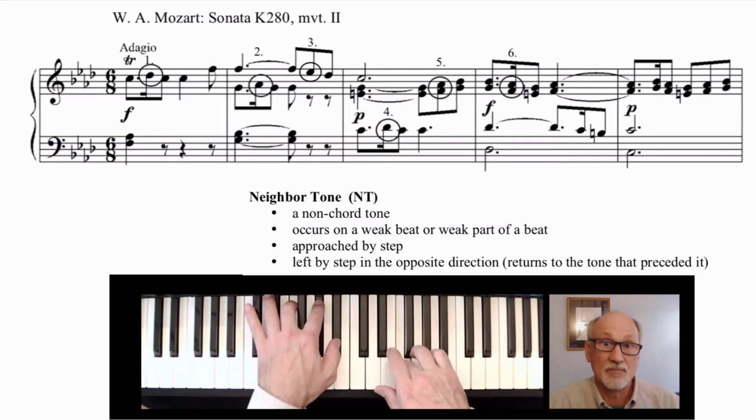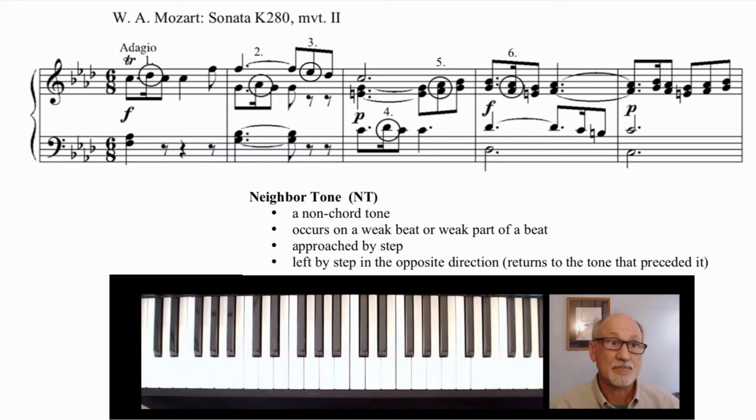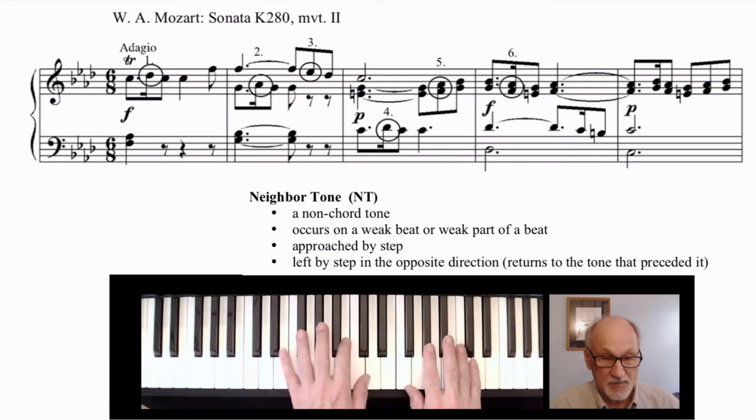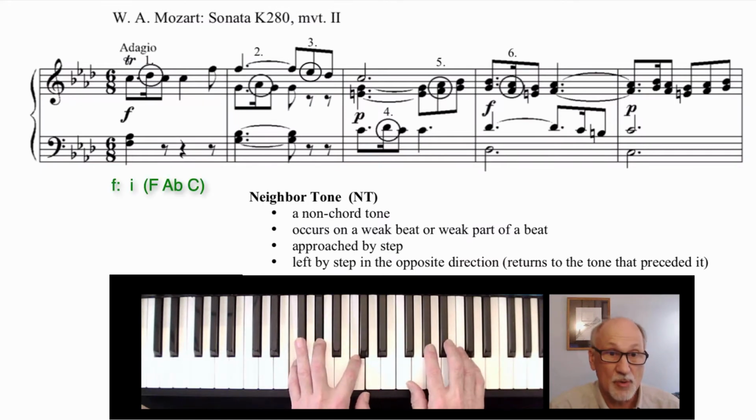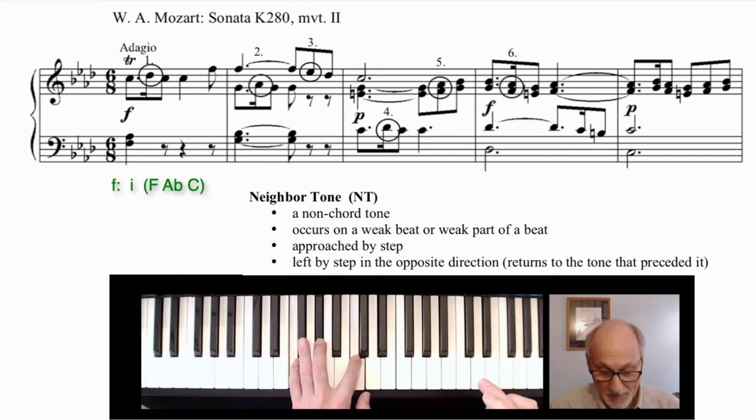So let's take a look at that. We see a number of circled tones in this piece. Usually we like to take tones that are non-chord tones and circle them so that we can identify them. In the very first measure, we're in the key of F minor, and we have an F minor chord. That's a one chord: F, A flat, and C. And the melody is C.